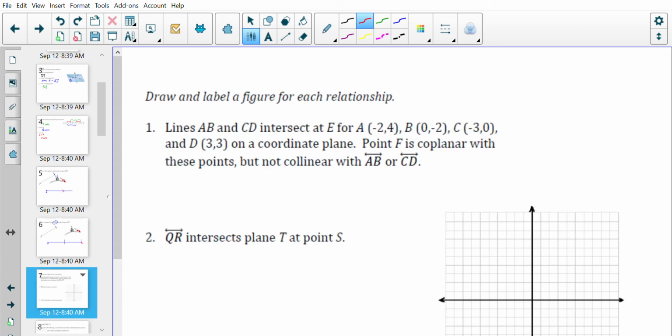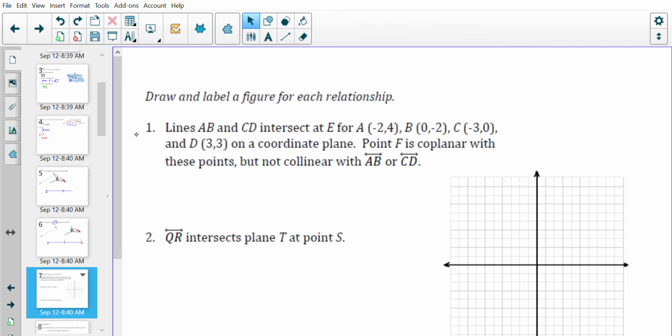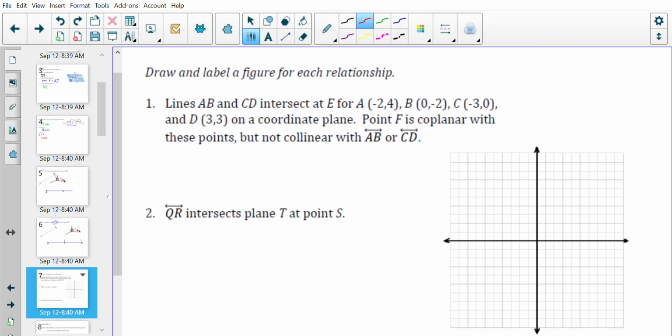Now what we need to do is draw and label a figure for each relationship here. We have lines AB and CD intersecting at E at these specific points on a coordinate plane. Point F is coplanar, but not collinear. So here we have this nice little graph that we're going to be dealing with. These points are in x comma y fashion. So the first number in our parentheses will be the x value. Second number is the y value.